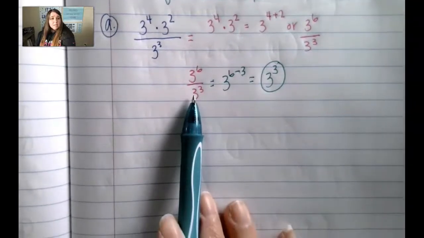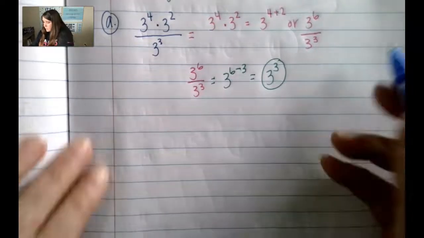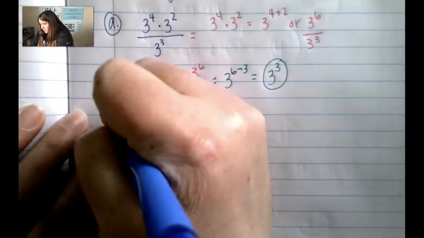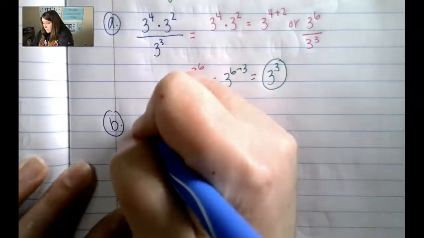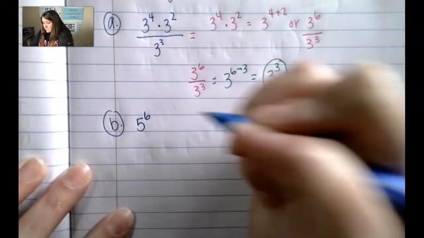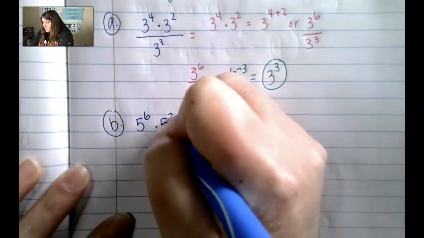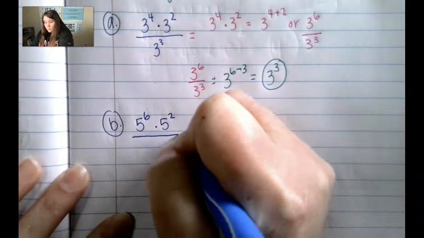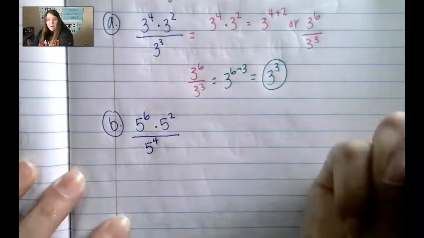Okay? Let's do another example that's similar to this one. Okay, so this next example, example B. Example B says that we have 5 to the 6th power times 5 squared over 5 to the 4th power.